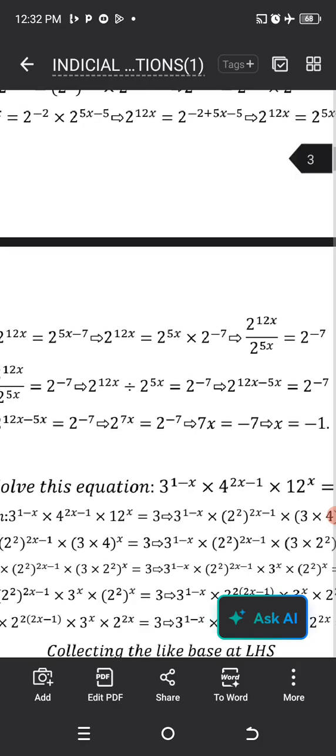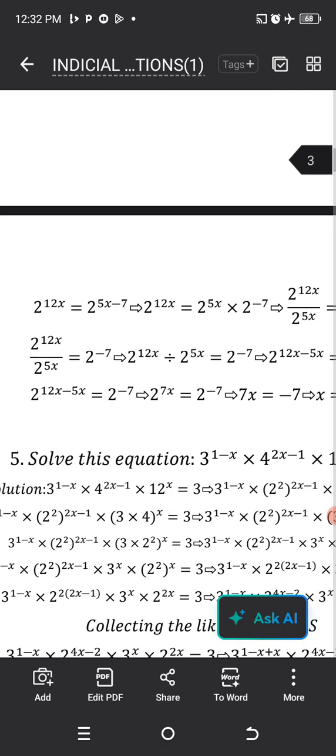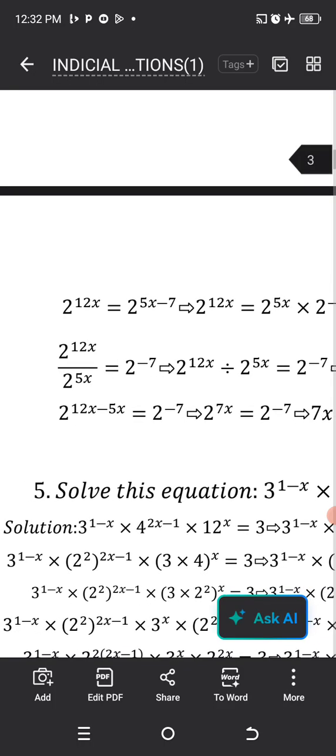Actually you can solve the next line in 2 ways. You can follow the previous method I've been applying. Once they have the same base, you don't need to stress yourself, but you can still learn from this. You can just equate 2 raised to power 12x, which is equal to 2 raised to power 5x minus 7. Once they have the same base, you can equate the left hand side index with the right hand side index. That is 12x equals 5x minus 7.